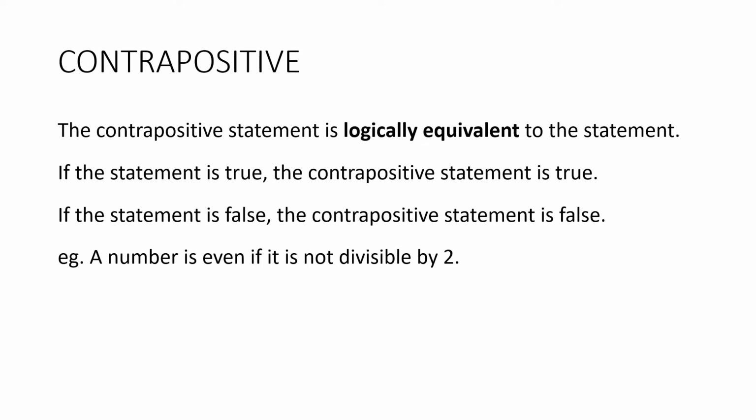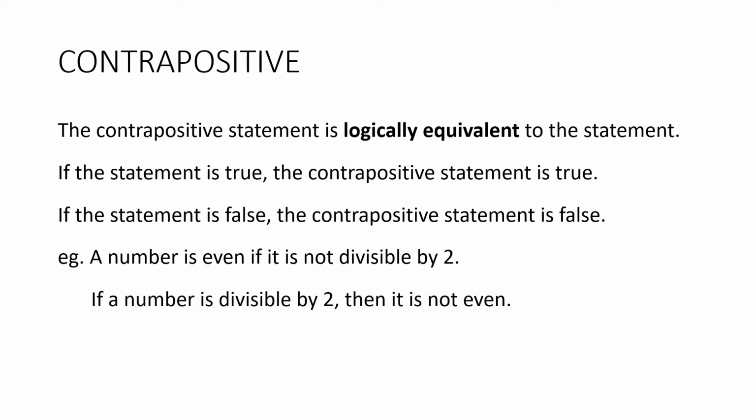We are going to negate this. We're going to get a double negative: not divisible, which means is divisible, and not even. So our contrapositive statement is, if a number is divisible by 2, then it is not even. And again, that is a false statement.